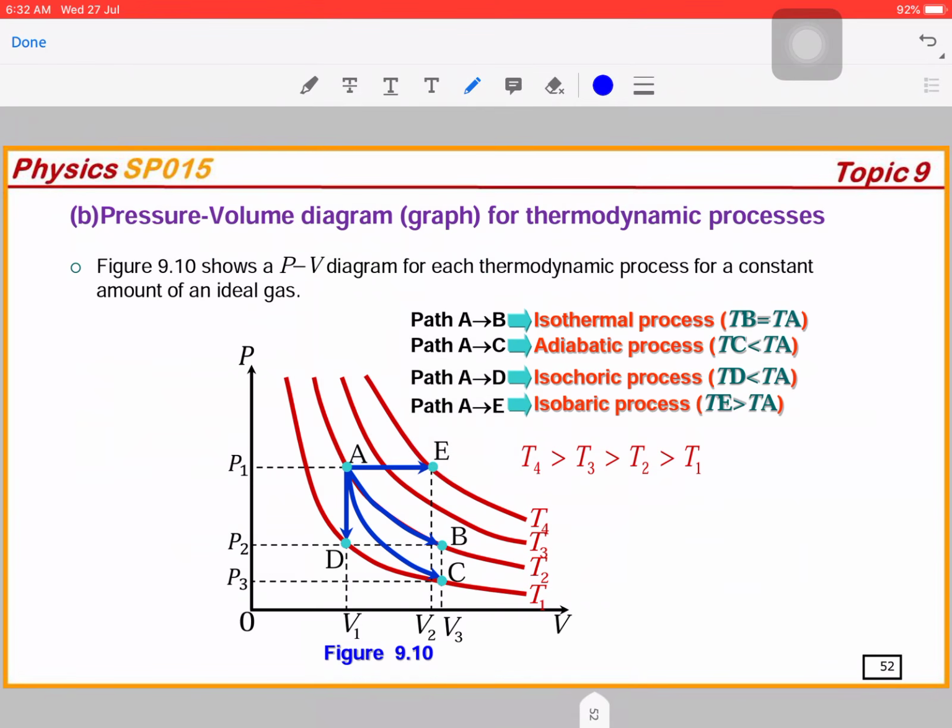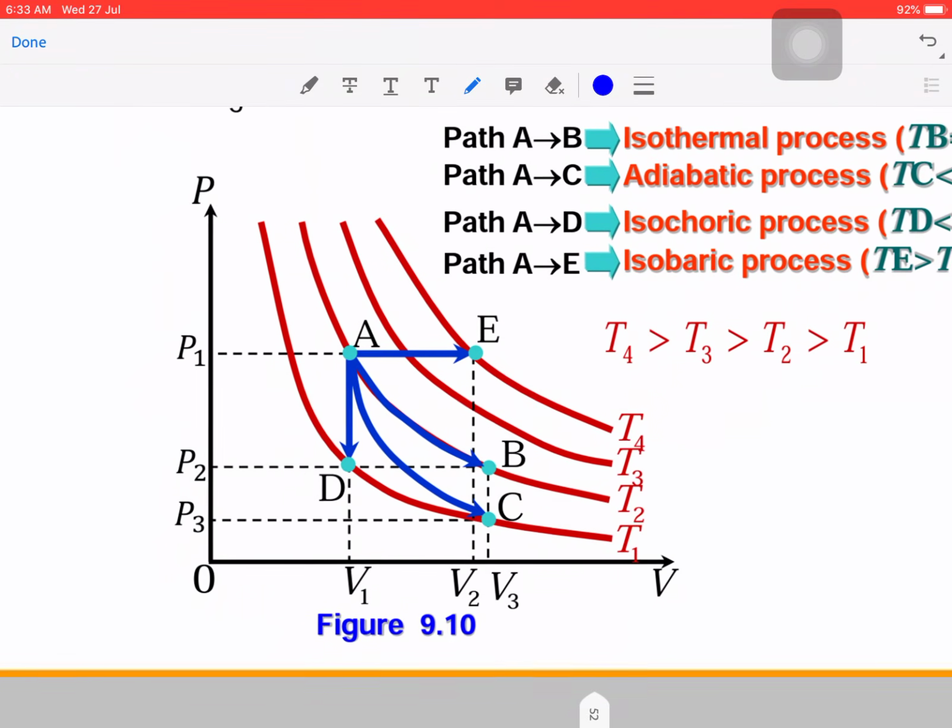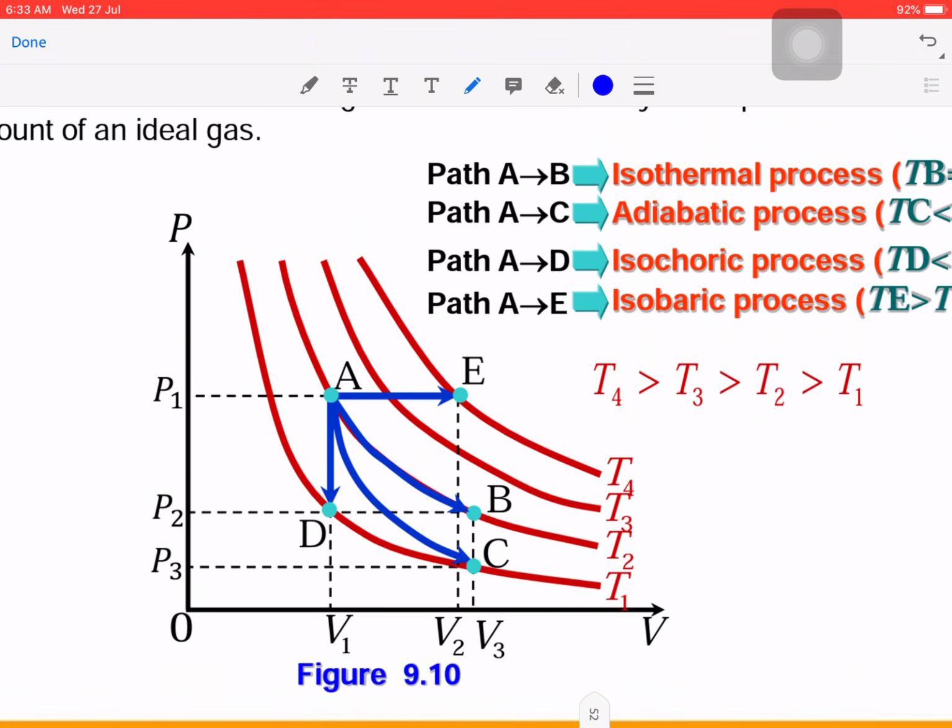Okay, pressure volume diagram graph for thermodynamic process. So figure 9.1 shows a PV diagram for each thermodynamic process for a constant amount of ideal gas. Okay, so look at this one. Okay, path A, B. I change the color to green lah. So this is A, this is B. Okay, so this path is isothermal process. Okay, there is change in P, there is change in V, but there is no change in temperature.